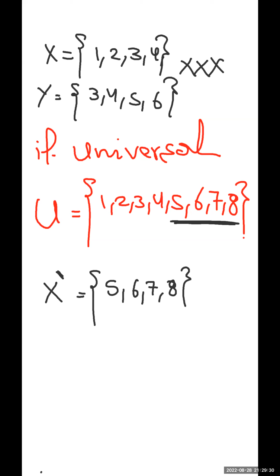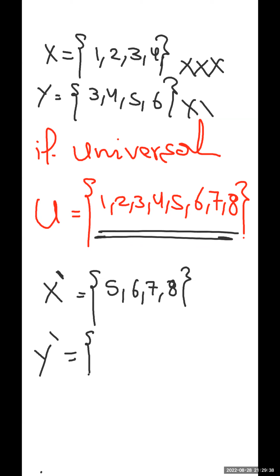Y complement equals the remaining elements which are in the universal set, not inside Y. So here 3, 4, 5, 6 are removed, so it is 1, 2, 7, 8. 1 and 2, 7 and 8.